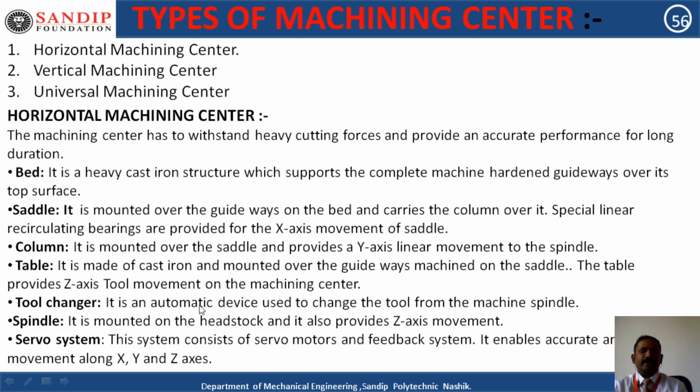The tool changer is an automatic device used to change the tool from the machine spindle. And the spindle, it is a rotary movement that is always the z-axis, so it is mounted on the headstock and also provides z-axis movement. Servo system, this is the control system that consists of servo motor and feedback system. It enables accurate and rapid movement of the x, y and z axes.